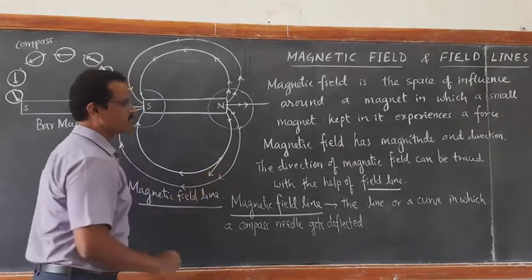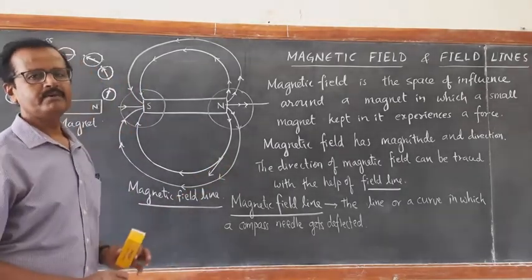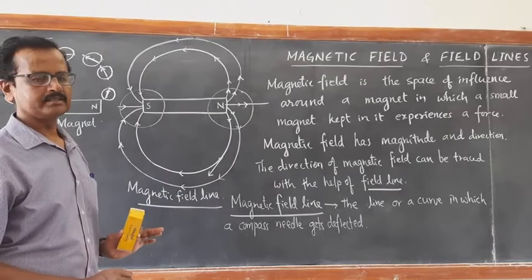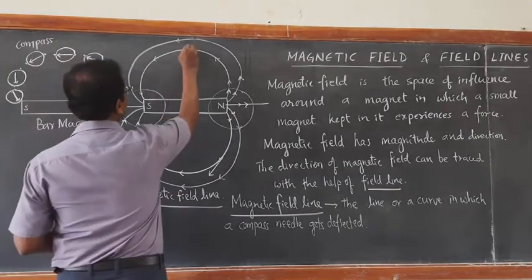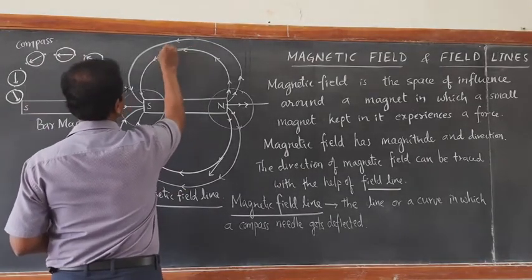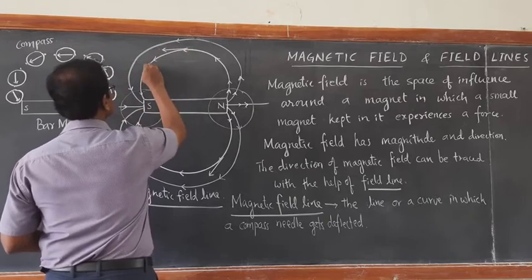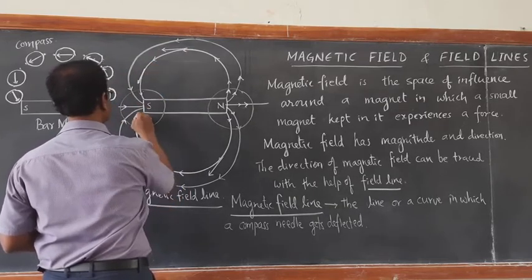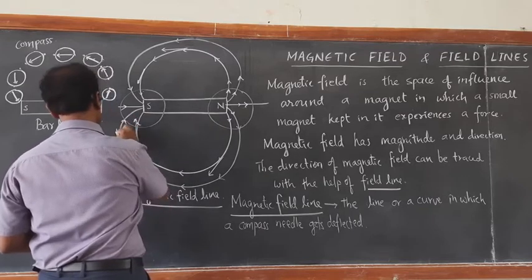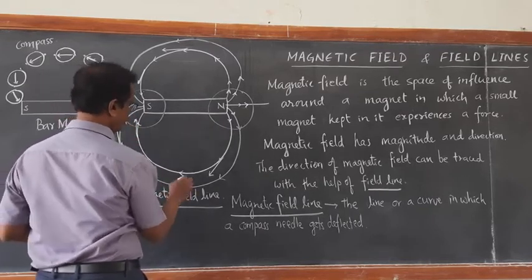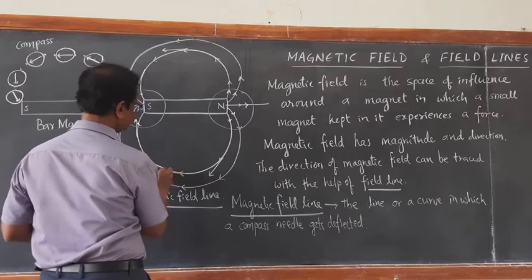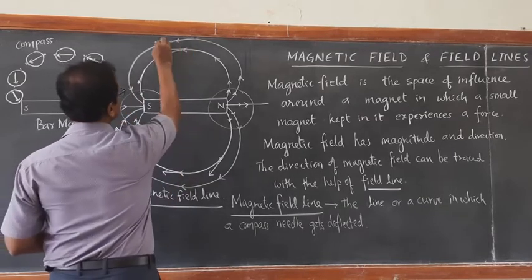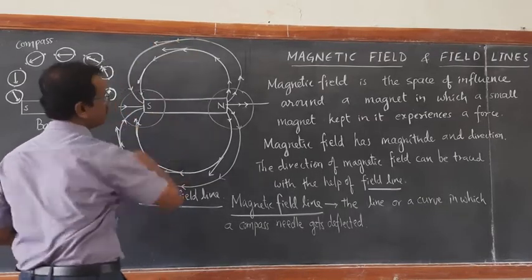The tangent drawn at any point gives you the direction of the magnetic field at that point. So the tangent drawn here gives you the direction of the magnetic field. Like this, we can draw the direction of the magnetic field. At any point, if you draw the tangent, you see, it gives you the direction of the magnetic field.